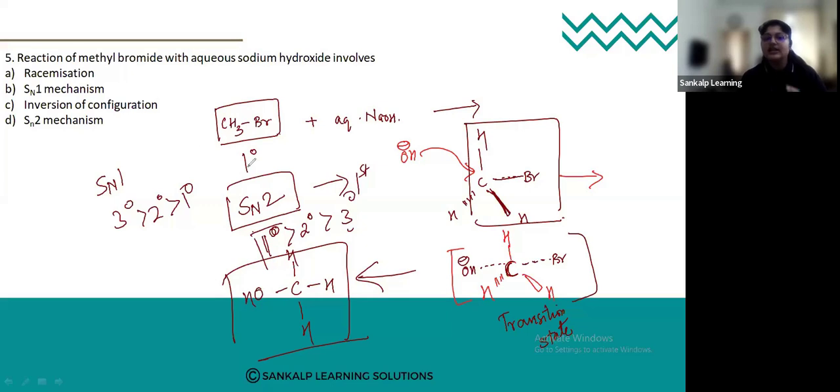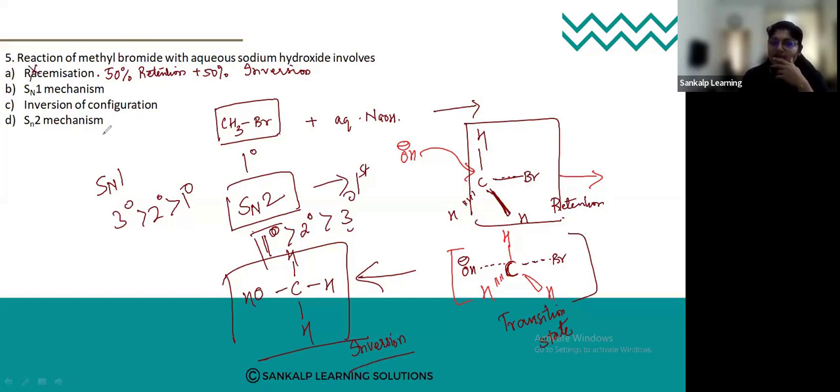They have asked, in this particular reaction, what all things you have observed. Did you see racemization? Racemization means what? 50% retention of configuration and 50% inversion of configuration, meaning both the products are half-half. But here, the product formed is a completely inverted product, right? So option A is wrong.